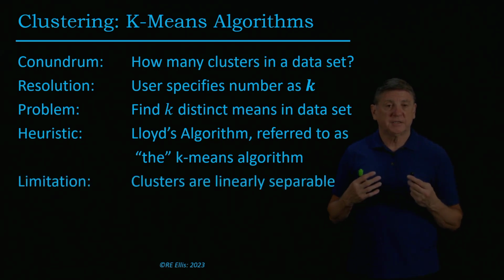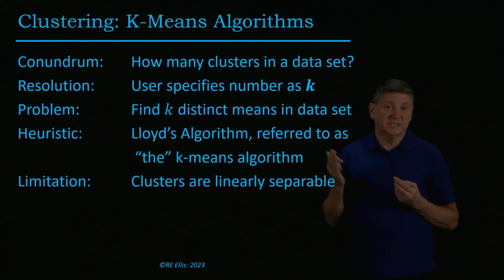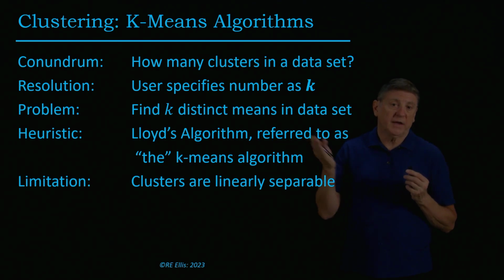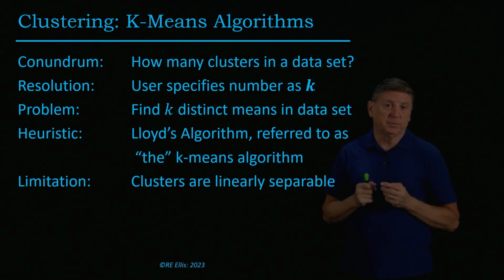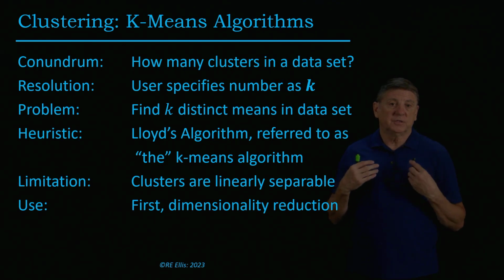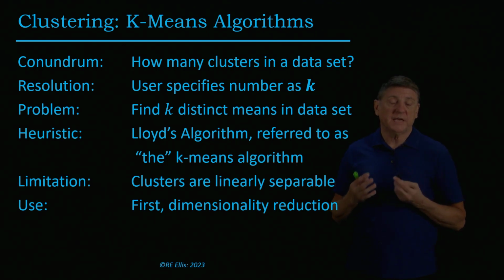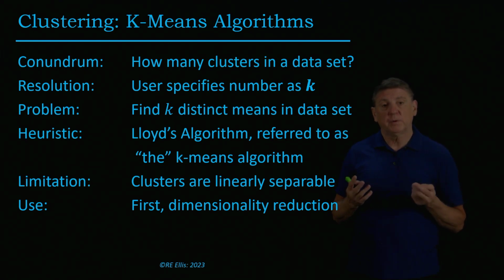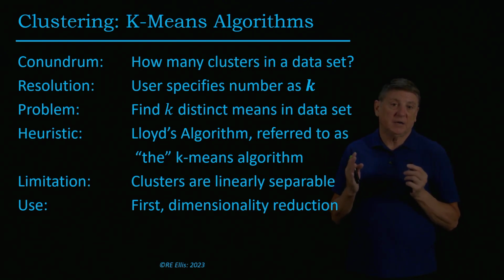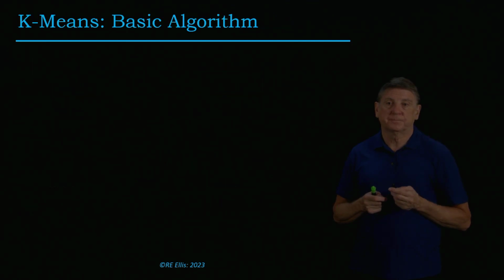So the limitation is that our clusters must be linearly separable. That is, if we have even two clusters, there has to be a way to push a hyperplane between the two of these clusters. And typically the way that we use k-means is, first we'll perform dimensionality reduction. So for example, we might run PCA on a large dimensional data set to get it down to, say, 2D or 3D, and then we will perform our clustering.